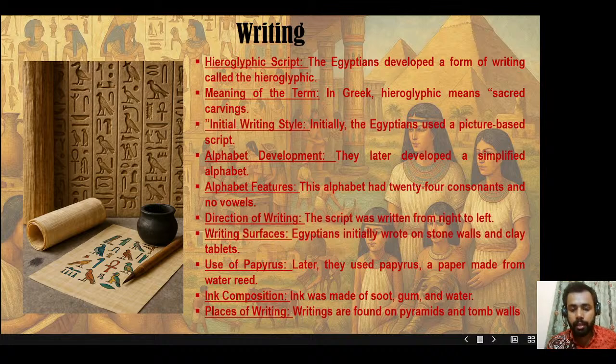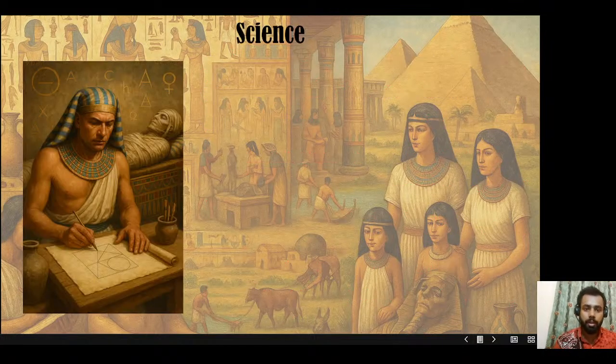And where were they written? Writings were found on pyramids and tomb walls. Tombs are mausoleums where dead people are kept. So pyramids and tomb walls were the places where most of the Egyptian writings were found.